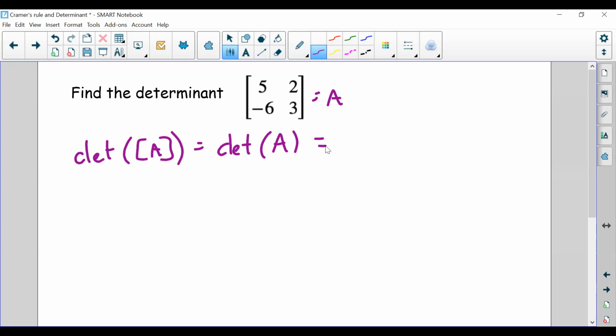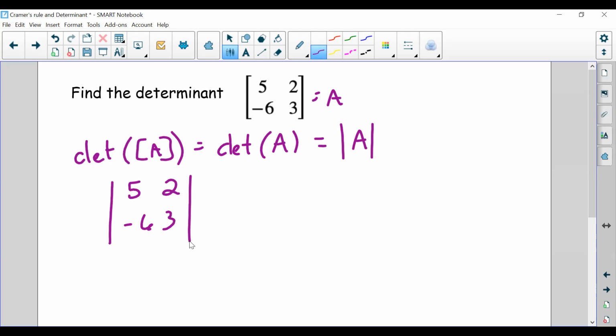If I wanted you to find the determinant of matrix A, that would be written by putting the name of the matrix inside what looks sort of like absolute value bars. So to find the determinant of matrix A, we're finding the determinant of 5, 2, negative 6, 3. We write it like this. So that's our determinant notation.